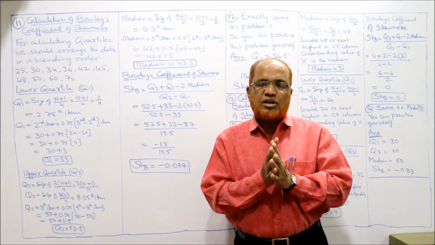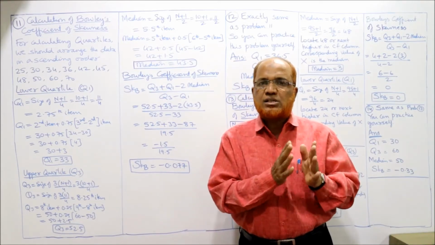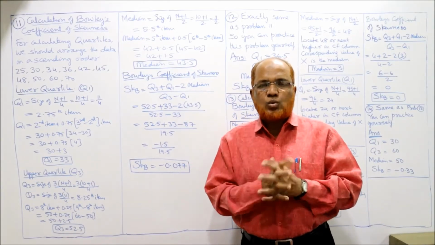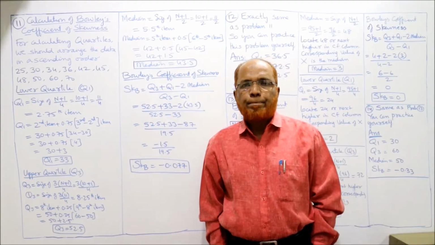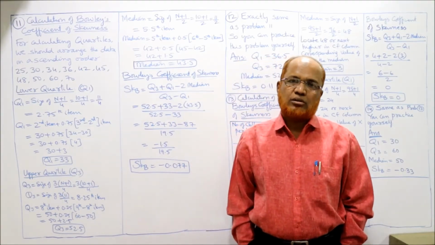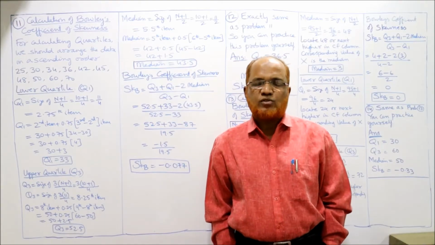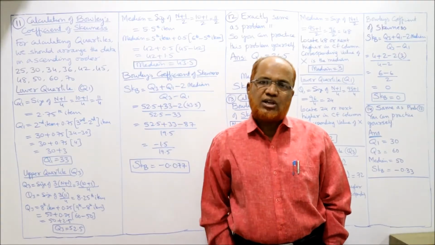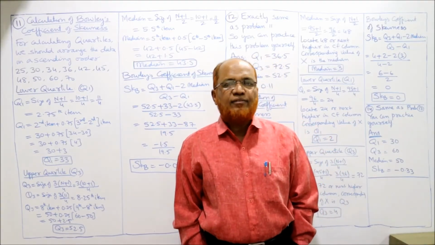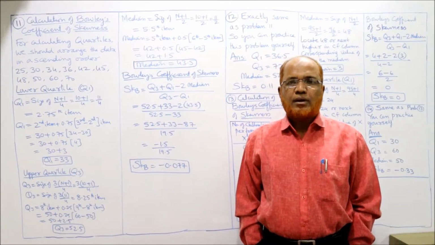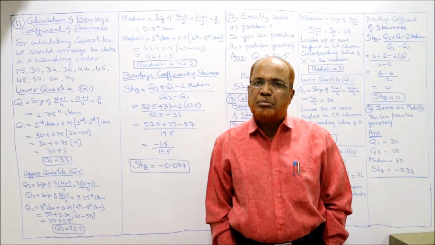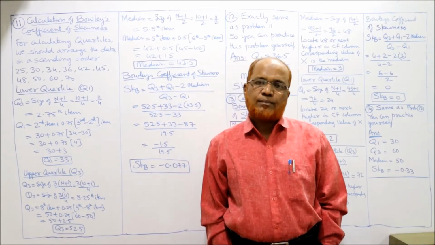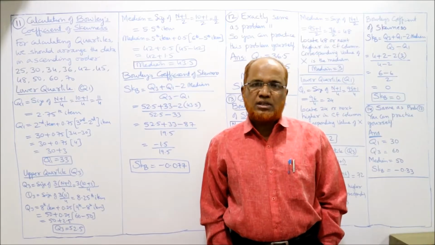So broadly we have two measures of skewness, that is Karl Pearson's coefficient of skewness and Bowley's coefficient of skewness. Karl Pearson's coefficient of skewness is based on mean, mode and standard deviation. In previous videos we have solved many problems. SKP is equal to mean minus mode divided by standard deviation. Suppose if mode is ill-defined, then an alternative formula is there. SKP is equal to 3 into mean minus median divided by standard deviation. These two formulas are given by Karl Pearson. We have solved 10 problems on Karl Pearson.